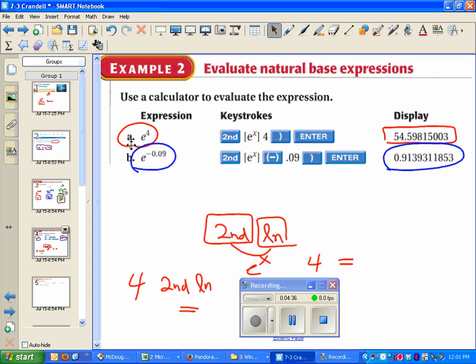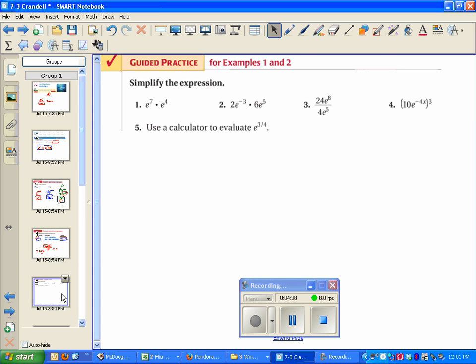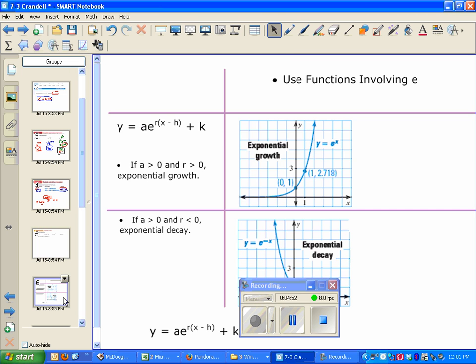Okay. All right, and then for guided practice, we have 1, 2, 3, and 4 are similar to example 1, and then 5 is just like what we did. Right? And if you want to turn 3/4 into a decimal, you can. All right, our next slide, which you must write down, please pause this, write this down.